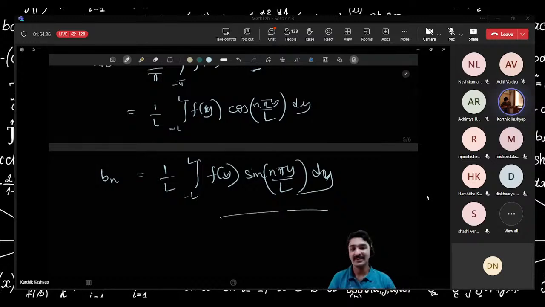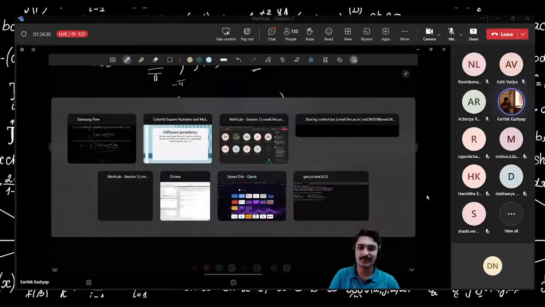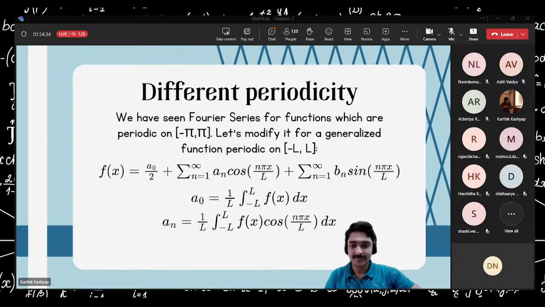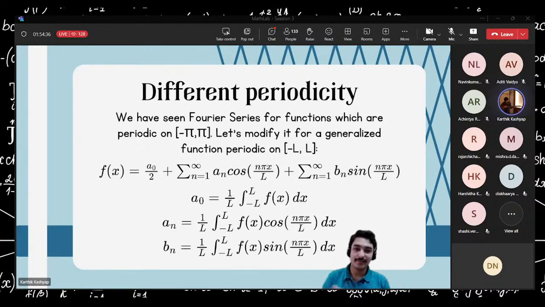There are other properties like when you shift the periodicity by some x naught or something. I'm not going to go over that. You can do the same. It is again f of x is a naught by 2 plus summation an cos n pi x by L and summation bn sine n pi x by L. So again, a naught also, just replace pi by L. This is what we got.